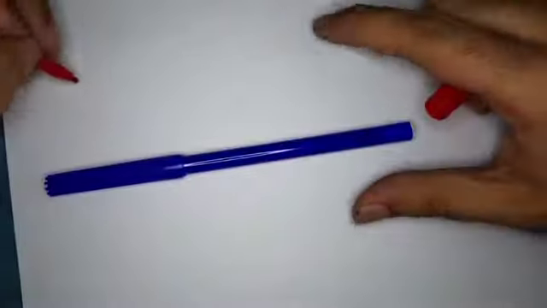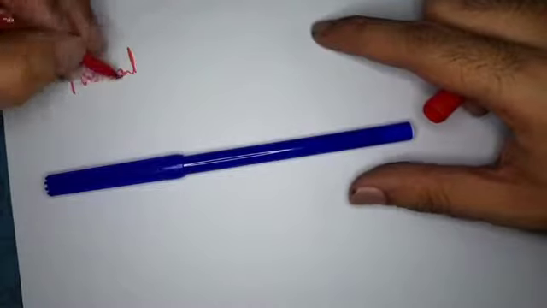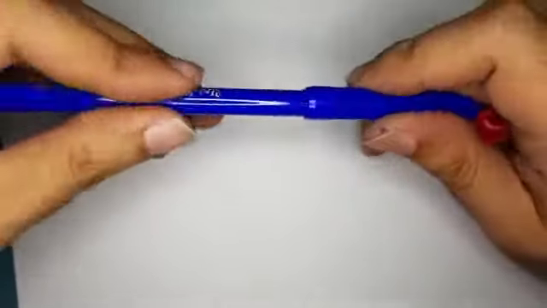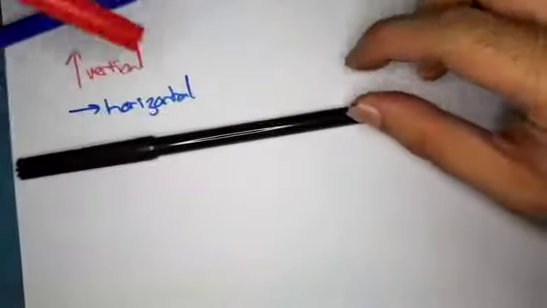So red is going to be vertical, and this is going to be horizontal. For anything which is not horizontal or vertical, basically a combination of the two, we're going to use black. Okay, so let's get going.